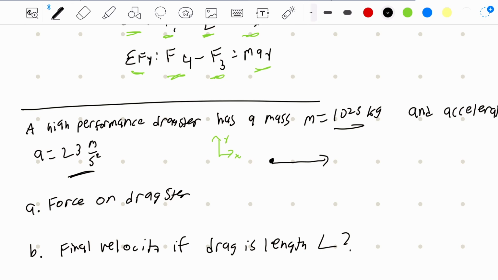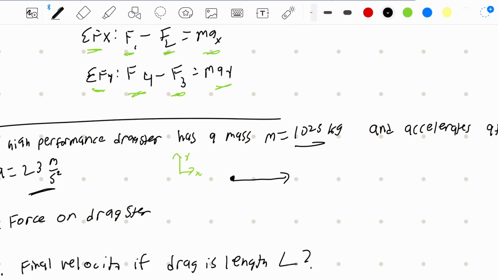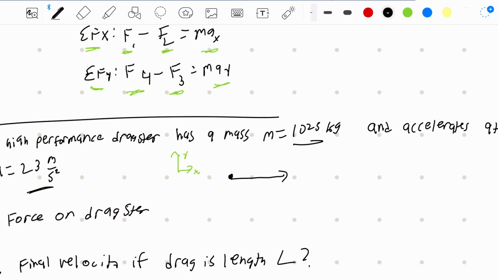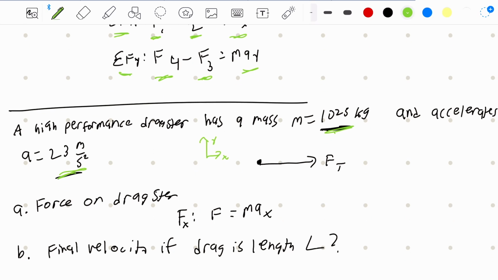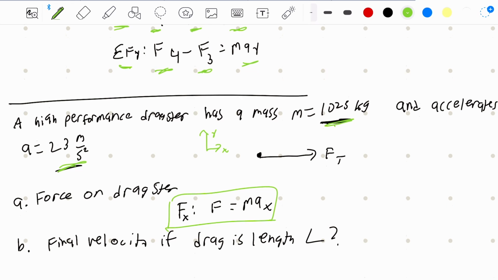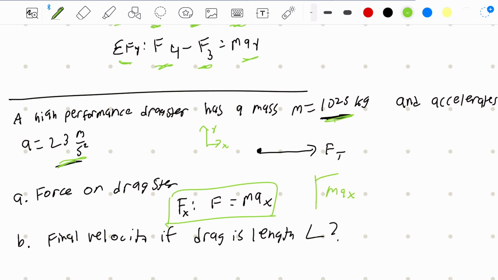Well, there's only one force that's accelerating this dragster, one force that's causing this dragster to move, right? And that's the force of its thrust. It's the force that's acting on it. Now, what is that force? Well, we can say that the force in the x direction, there's only one force acting on it, so it's just going to be equal to mass times acceleration in the x direction. Well, we have the mass right here, and we have the acceleration, so this is literally it. That is our entire expression. We know that's just going to be m a_x. That's our answer.